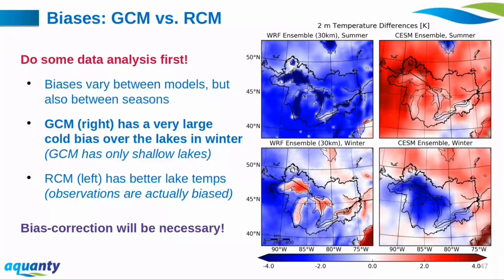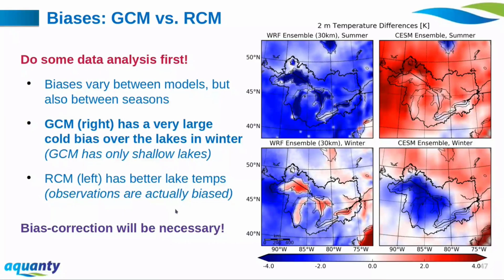Whereas for the regional climate model, there's a much more varied picture. It also has a cold bias, but that's more a general cold bias, not because of the lake. There is apparently a warm bias over the lakes, but this is actually an artifact of the observations because the observations are actually interpolated from the land. Actually, the surface temperature is pretty spot on, if you look at buoy records, for example. So data analysis before you're doing hydrological modeling is important.